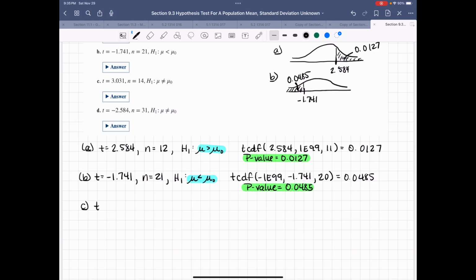C says T equals 3.031, N equals 14, and the alternate is mu does not equal the null. Okay? So we have one T value there. Okay?